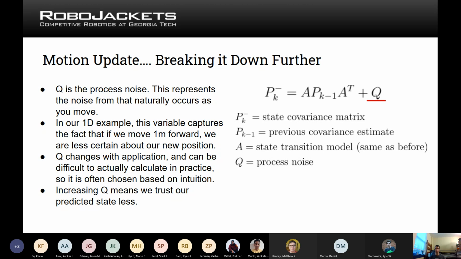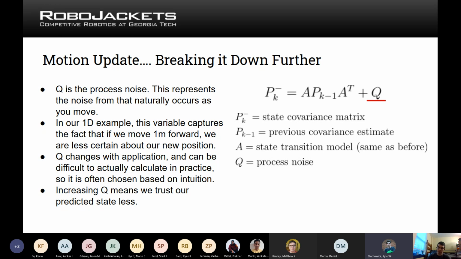And what increasing Q means is that we trust our predicted state less. So it means that we're less certain about where the robot will be after it moves. So a really large Q means that, say our motors are terrible, we would give it a very large Q because we don't really know where the robot is, and that's just telling the model that we don't know.